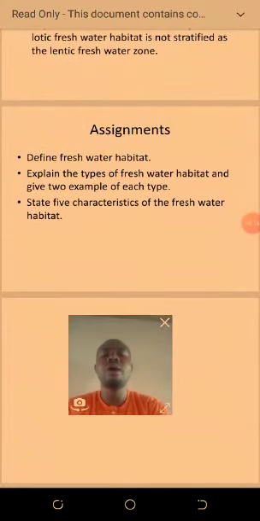Now let me give you the assignment for today. Number 1, define freshwater habitat. Number 2, explain the types of freshwater habitats and give 2 examples of each type. Number 3, state 5 characteristics of freshwater habitat.